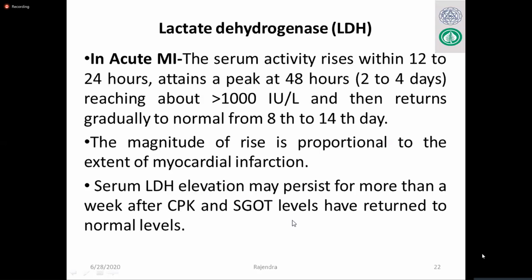Serum LDH elevation may persist for more than a week after CPK and SGOT levels have returned to normal. That means CPK or SGOT are already normal when patients come to your clinic 3 days after the attack. At that time it is a waste of time and money to do CPK or SGOT tests. You have to test LDH, and you can still find elevation of LDH. Then you can say, yes, you had a heart attack 3 days back.